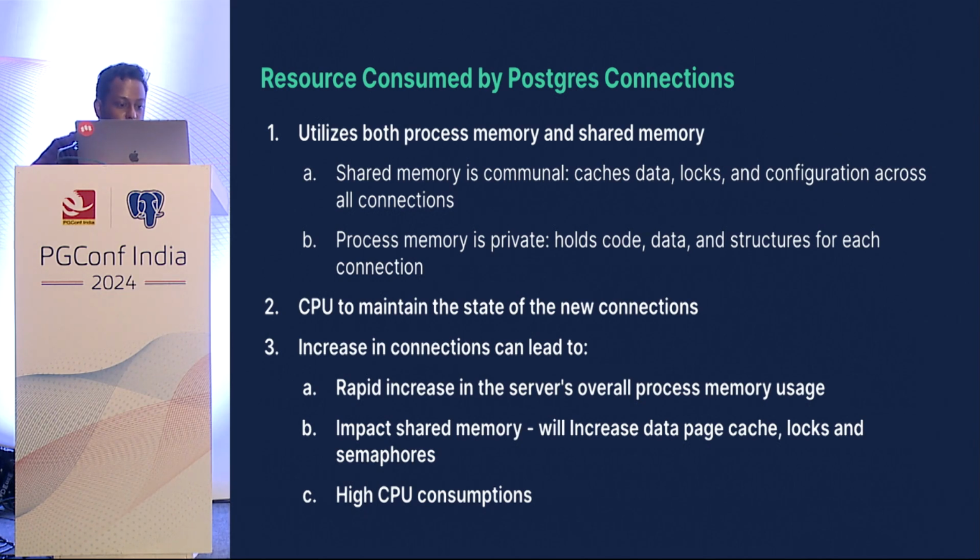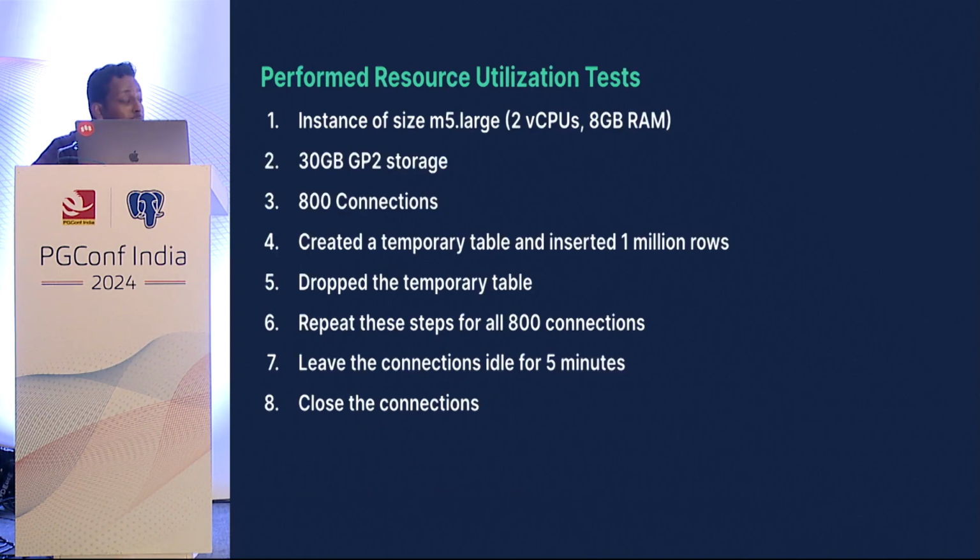And third, of course, high CPU consumption, as each connection maintains some state and we need to context switch between connections. For this, we performed some benchmarking and tests to validate how it will affect our resources. So for this, we have taken an instance of 2 CPUs and 8 cores with 30 GB GP2 storage and 800 connections.